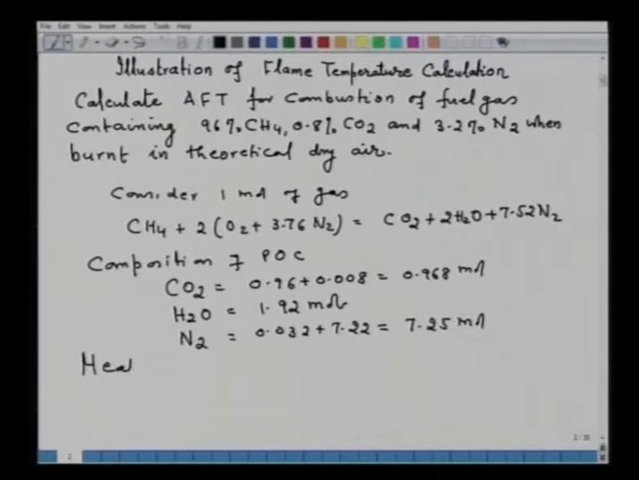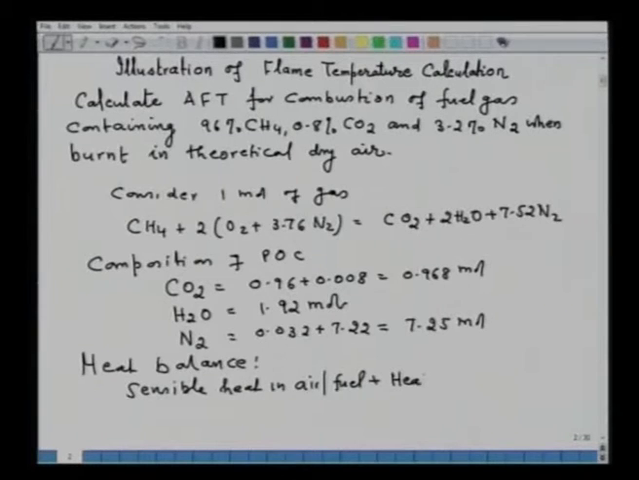is: sensible heat in air or fuel plus heat of combustion, that is equal to heat in POC. So now we have to do this heat balance.